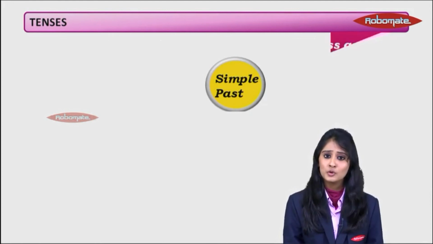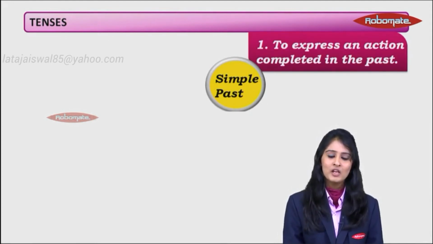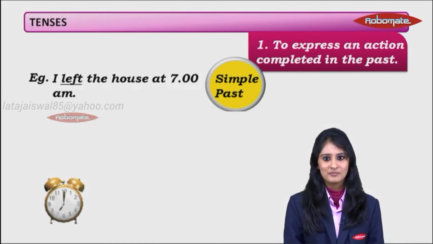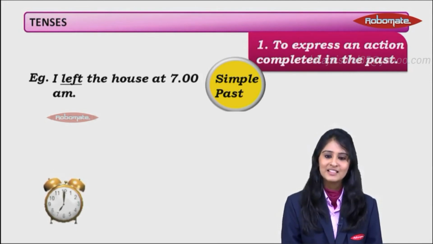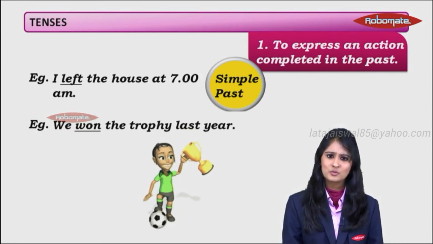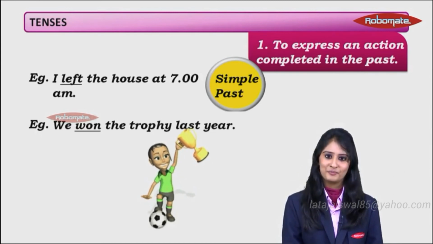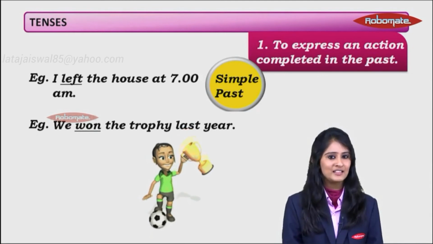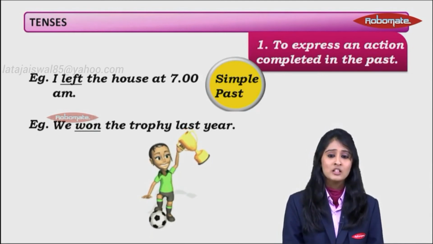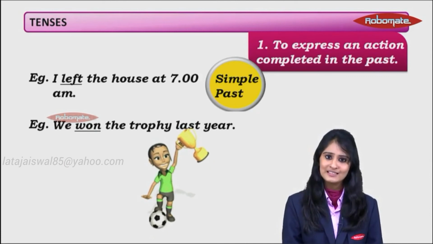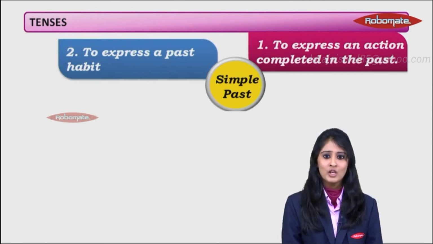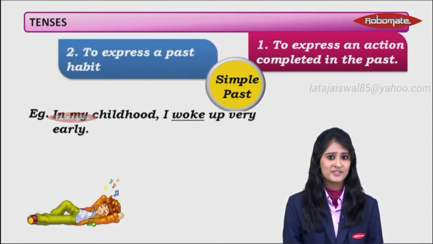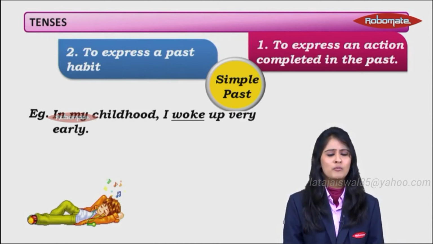The simple past, the uses of simple past. The first one, to express an action completed in the past. For example, I left the house at 7 a.m. So this action was completed in the past and hence this is a simple past. The next one, we won the trophy last year. Now this is something that had happened in the past and the action is complete. Thus, the words left and won in these examples, they are in the simple past tense. The next use now, to express a past habit. For example, in my childhood, I woke up very early.